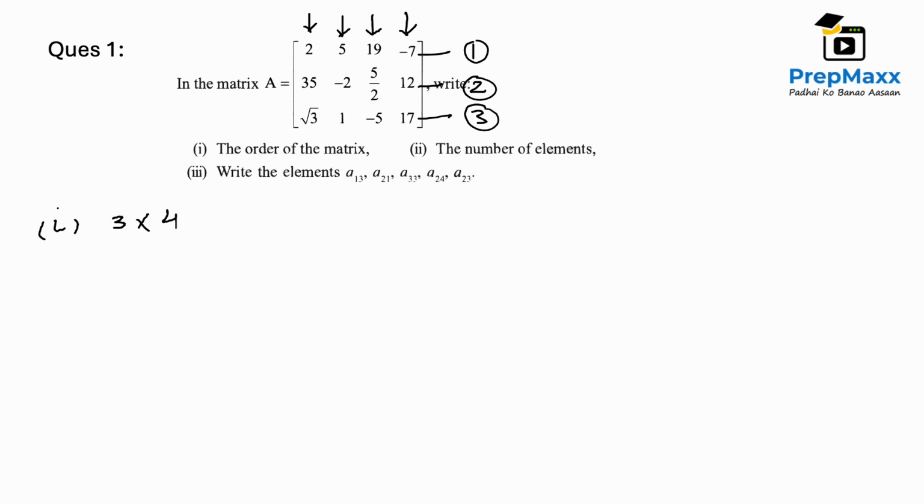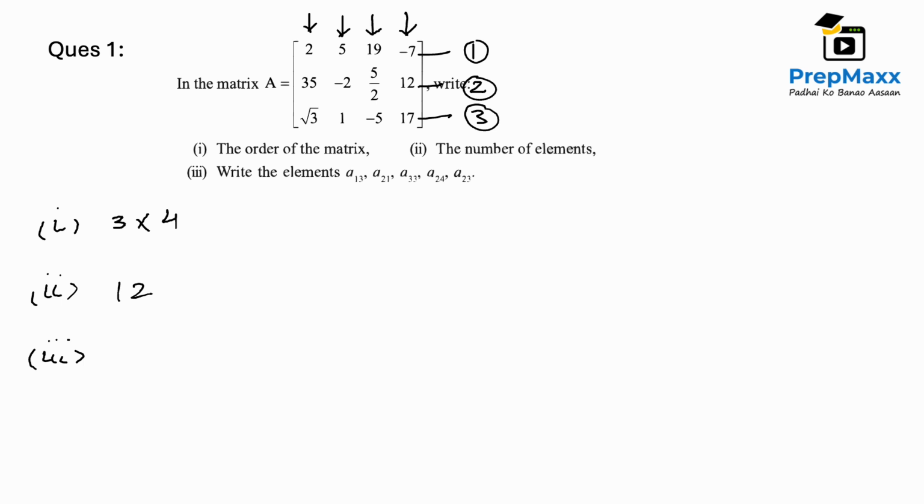First of all, we have to write the number of rows followed by the number of columns. This is part 1. Then part 2, number of elements. Since there are 3 rows and 4 columns, there are going to be a total of 12 elements in the given matrix, right? Then third part, we have to find the values of the elements A13, A21, A33, A24 and A23.